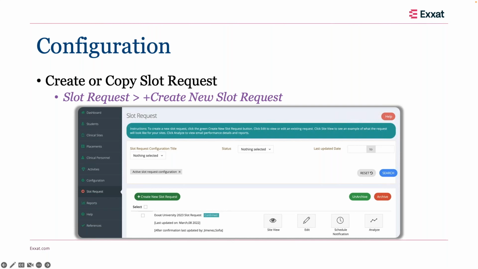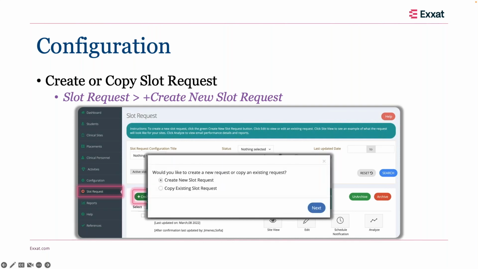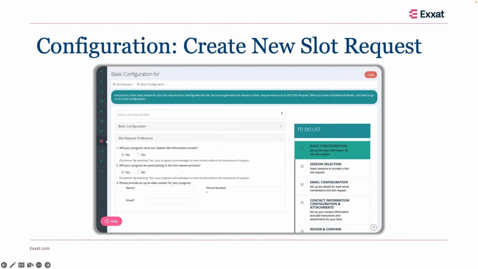And to do either of these, you're going to go into slot request on your left-hand menu. And then once you get to this page, you're going to click on create new slot request. And once you do, a pop-up will appear and it'll ask you, are you trying to create or are you trying to copy? Now, if you are creating a brand new slot request, you'll be redirected to the slot request itself where you can get started, give your slot request a name, and then dive into your preferences. So really straightforward if you are creating a new slot request.